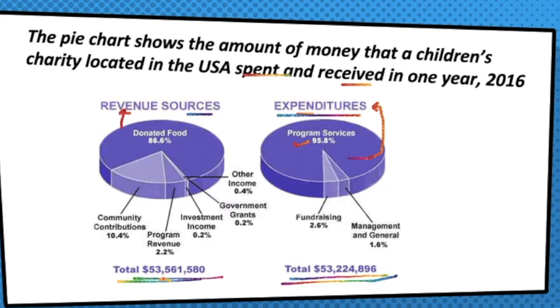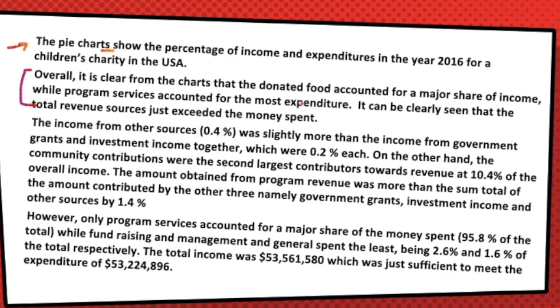This is 53 million and this is again 53 million, so it is 561 and this is 224. So barely able to cover, right? So we can say that donated food accounted for a major share of income while program services accounted for the most expenditure. It can be clearly seen that the total revenue sources just exceeded the money spent. So overview is complete. Now we come to the detailed ones.